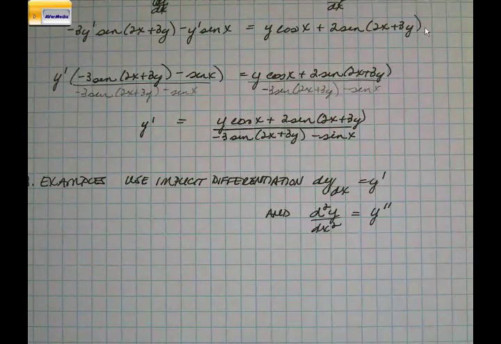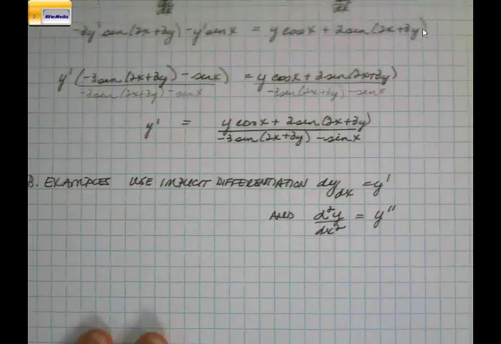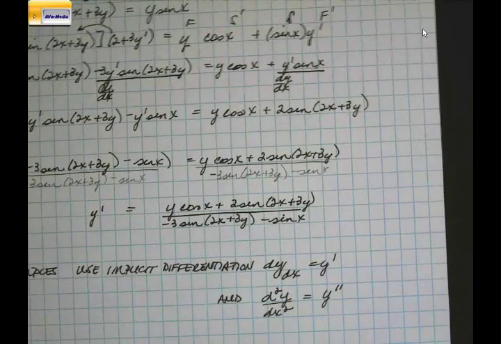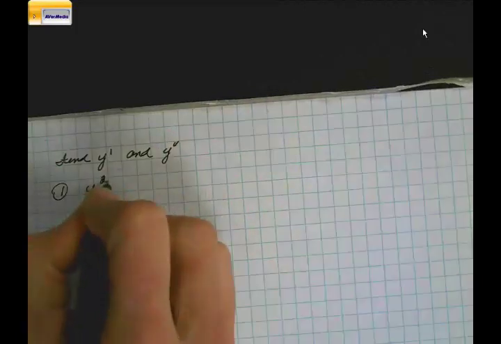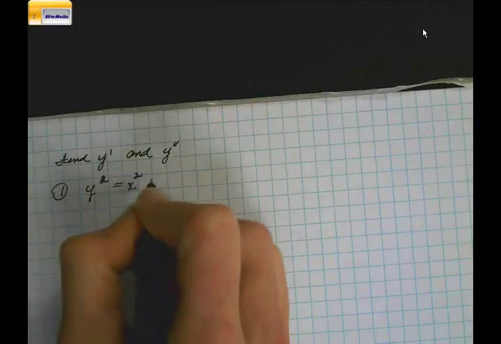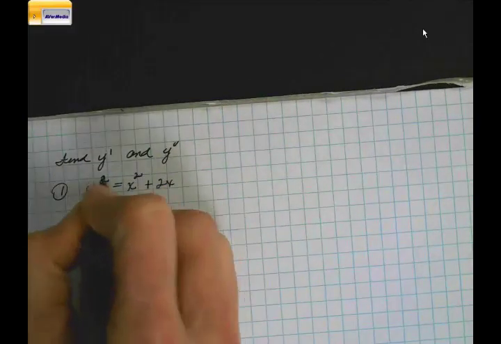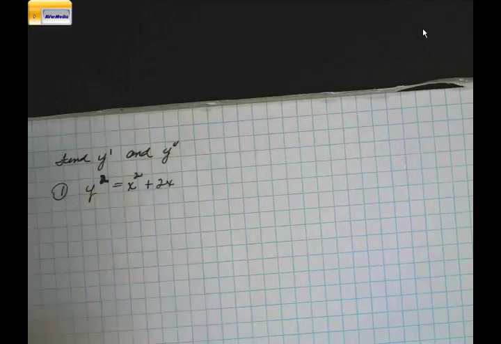Okay, and you know what? This does require a lot of space, so I'm going to turn to the next page. You might want to be at the top of your piece of paper, too. Okay. So here we go. Find y prime and y double prime using implicit differentiation. And it's y squared equaling x squared plus 2x. That's a squared, not a cubed. It's a squared. My pen kind of made it look like a 3.